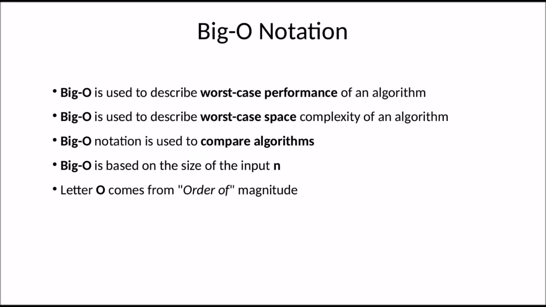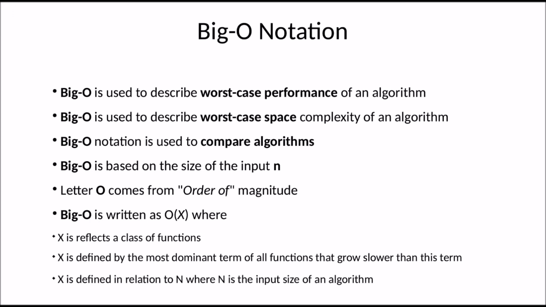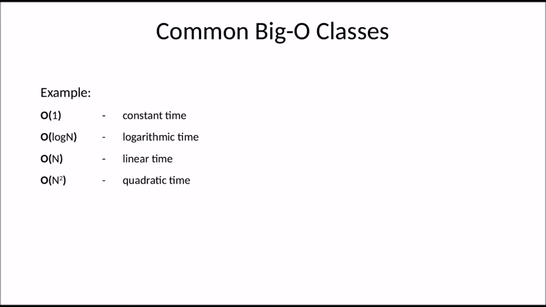Now, where does the big O come from in big O? It comes from the order of magnitude. Big O is written with a capital O followed by parentheses with then the class of functions. And X, like I said, describes the class of functions. It is always determined by the most dominant term for a function. So let's take a closer look.